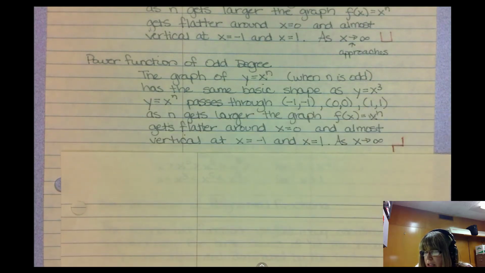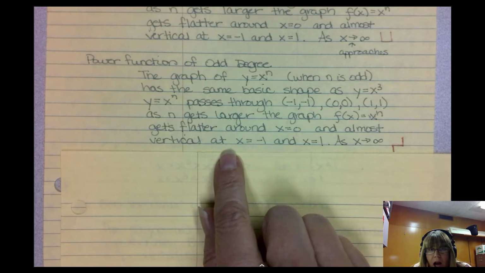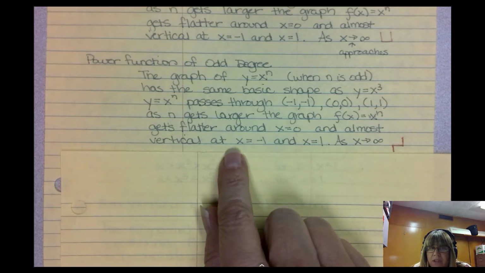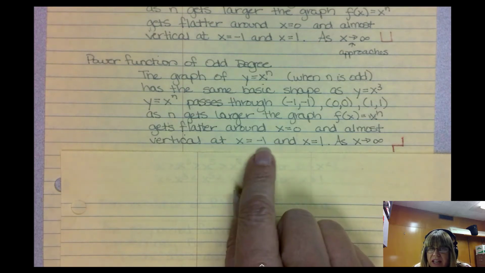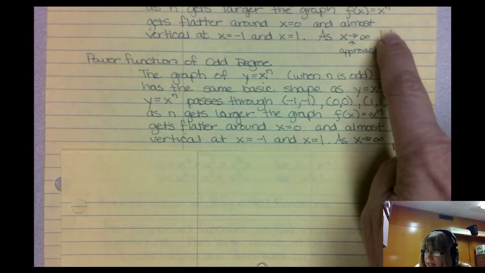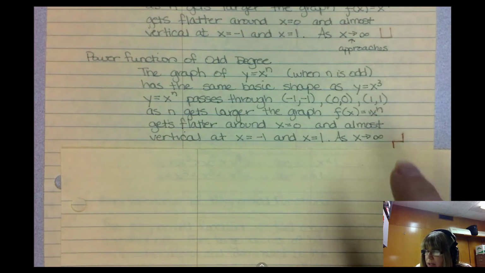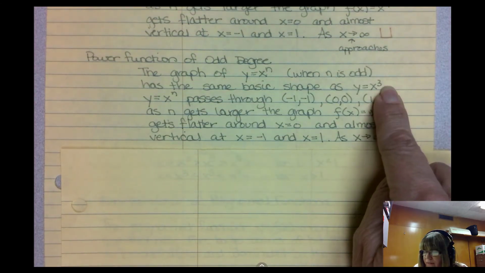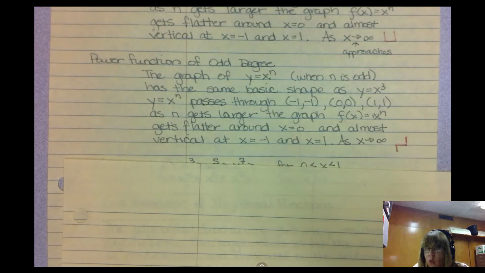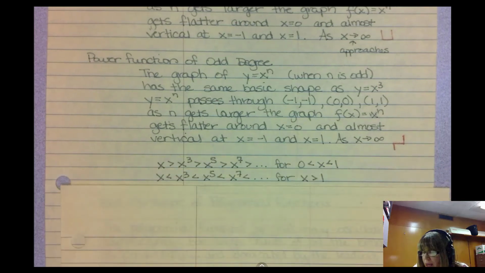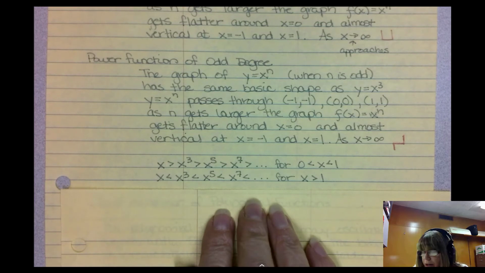Now as n gets larger, our graph gets flatter around x = 0 and almost vertical at -1 and 1. But instead of this kind of flat U, remember, it looks very similar to a cubic function. It looks very step-like. Now, it's not perfectly flat here, but it looks closer and closer to this format as our n grows larger and larger. And it also has a hierarchy pattern.